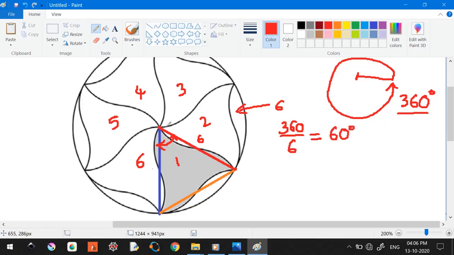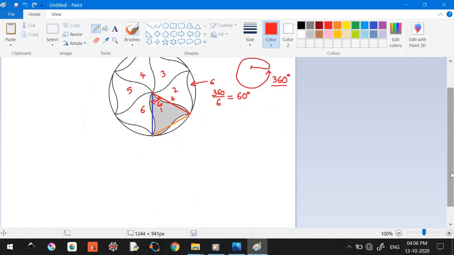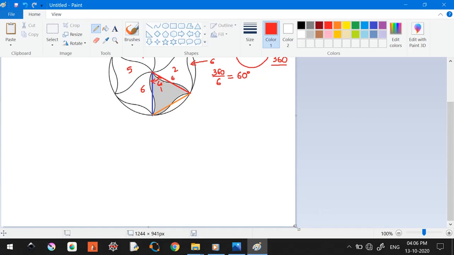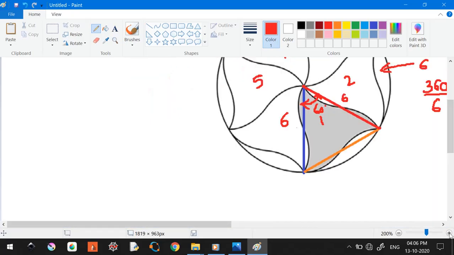So one particular pattern, if instead of this curvature I assume it's a straight line, the angle between these two lines is going to be 60 degrees. So if you have this information, it is quite easy to come up with the answer. Let me take more space here.